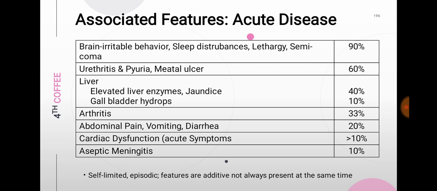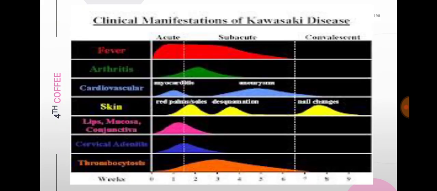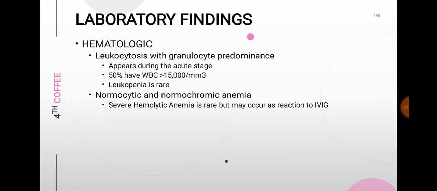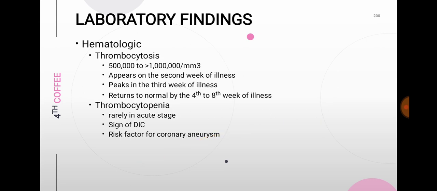Okay, this is just a table showing you the course of the illness. What are the laboratory findings? You expect your WBC to be elevated with high granulocytes, high neutrophils. Leukopenia is rare. You have anemia, but your RBCs are normocytic and normochromic. Your platelets are very, very high. This is very characteristic of Kawasaki disease. You have thrombocytosis, and it peaks during the third week of illness, returning to normal 4 to 8 weeks after.